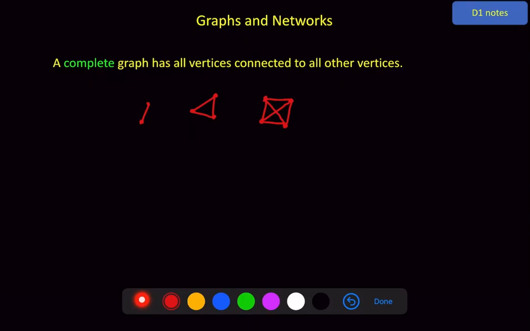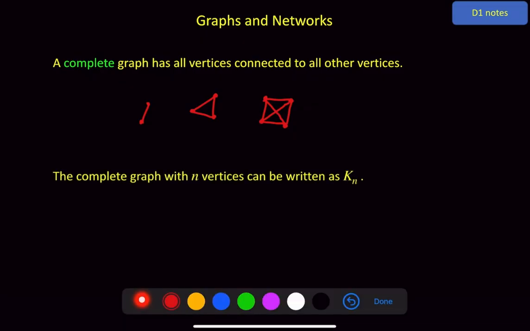Interesting side note, if you space these around a circle, you would get something sometimes called a mystic rose, a very pretty geometric pattern. The complete graph with n vertices can be written as K subscript n, so this would be K4. That's because although there are different ways to draw this, it's kind of showing you the same information.